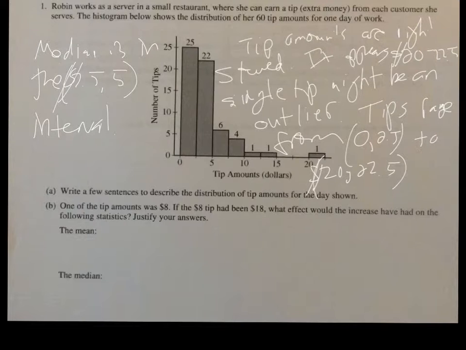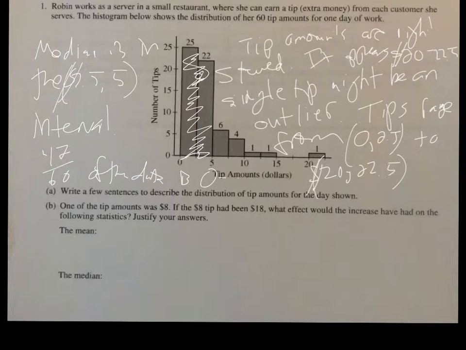I could go even further and talk about, like, most of the data is down here, right? In those two intervals. That's most of the data. So that would be 47 out of 60, whatever that is as a fraction, and then make it a percent, of the data is $0 to $5. And again, most, because it's over 50%, ends up being close to 75% of the data is in that interval. So there's a few sentences that I can use to talk about the tip amounts for that day.